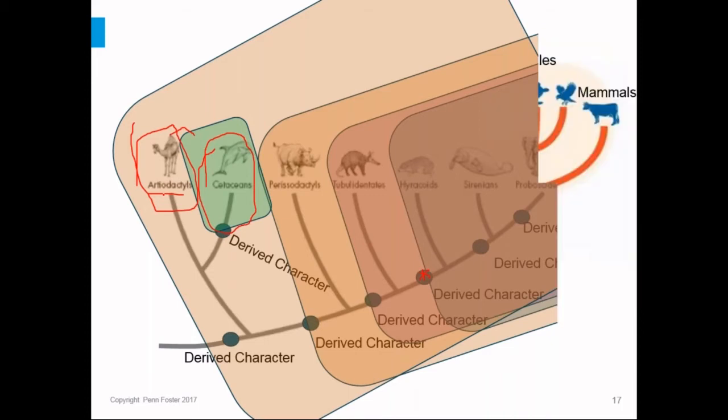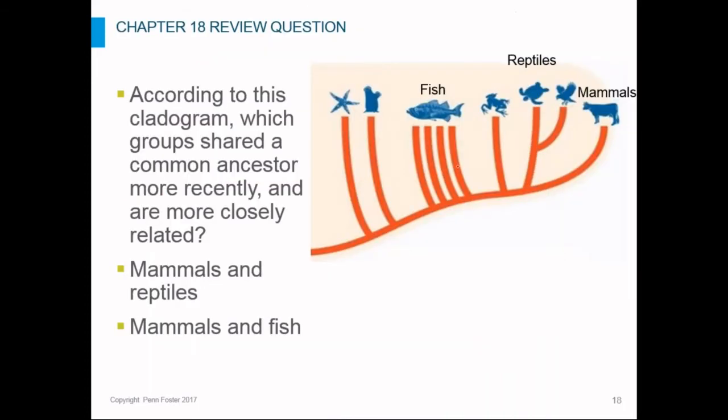Okay, so let's do a review, and this one is also going to be a poll. I need you to see the figure here. So take a look at it before I bring the poll up on the screen. According to this cladogram, which groups shared a common ancestor more recently and thus are more closely related? Mammals and reptiles or mammals and fish?